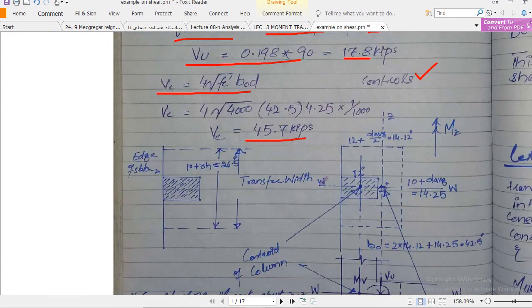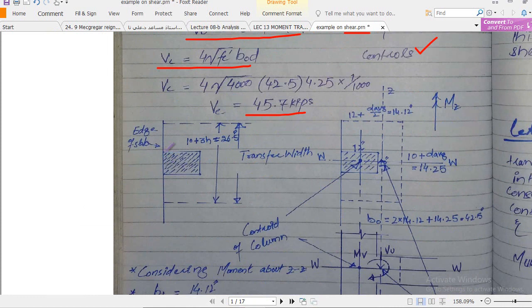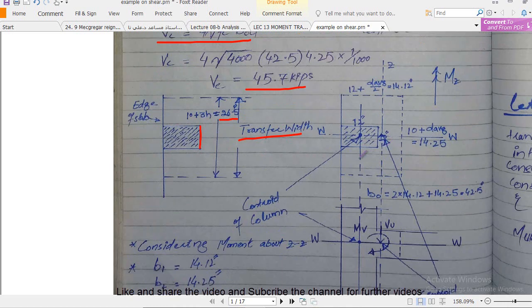And now you have to understand these diagrams. This is my column, this side of the column is 12 inch and this side of the column is 10 inch, and this dash line is my transfer width. I thoroughly explained what transfer width is in lecture number 14 and 15, so you must go there and watch it. Now my transfer width is equal to this face of the column, which is 10 inch, plus 3 inch, 1.5 to this side and 1.5 to this side. This is according to the ACI code. So my transfer width is 26.5 inch.